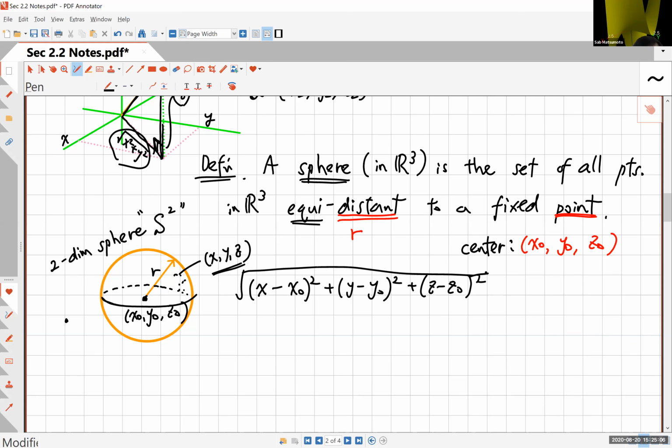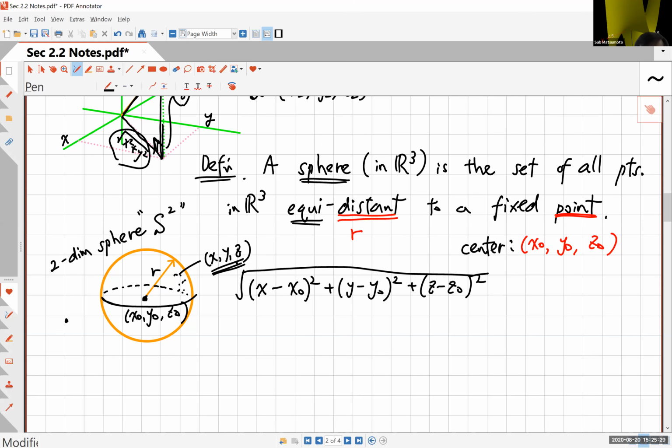Okay. So imagine you are X, Y, Z. X is your first name, Y is your middle name, Z is your last name. And X naught, Y naught, Z naught is this fixed point. And a man walks into the bar, XYZ walks into the bar, and says, hey, I would like to be a member of this sphere. And they'll ask you just one question. What is your first, middle, and last name?